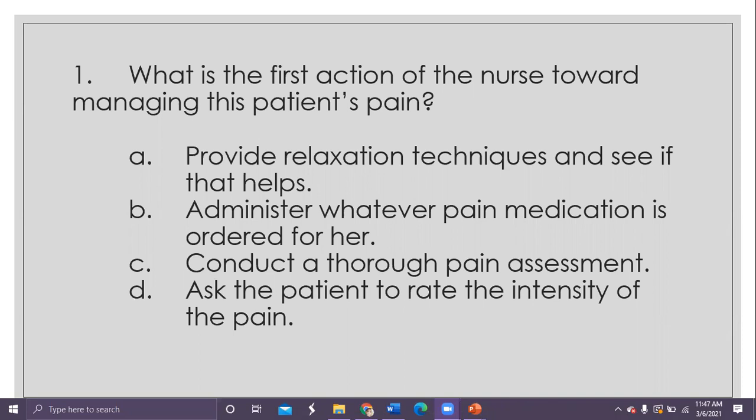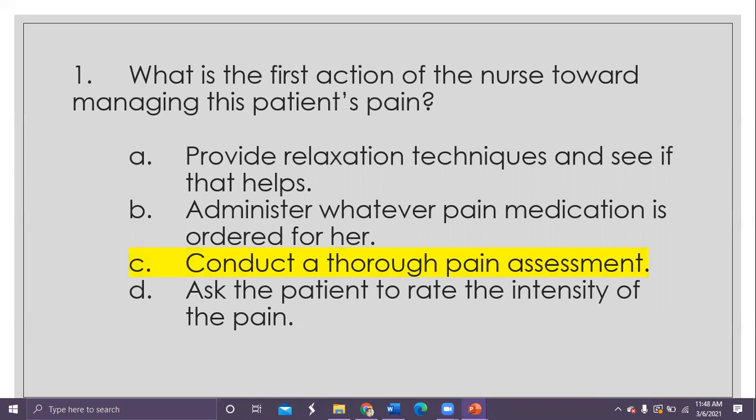First action when addressing this patient's pain, Mrs. Gordon's pain. Would it be C? Yes, because a pain assessment would contain the intensity of the pain. It would, in fact, and we want to know what is going on. When did it start? What makes it better? How long have you been in pain?